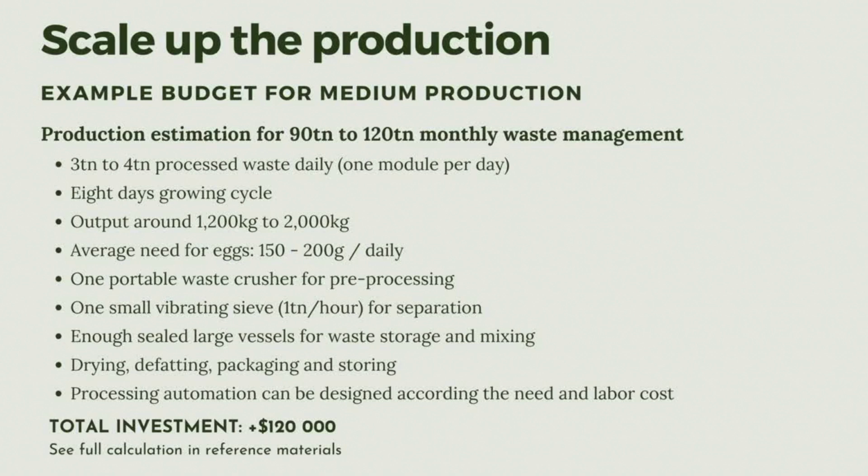This adaptability highlights the effectiveness of the system across different environments and substrates. Waste management and processing will require separate storage tanks and mixing capacity to ensure efficient handling and preparation of substrates. One efficient crusher and vibrating sieve will suffice for daily operations within a single farming module. Additional post-processing equipment and automation can be tailored based on labor availability and budget considerations. The extra material includes additional budget and cost calculation examples for larger production capacities starting from 100 tons per month.